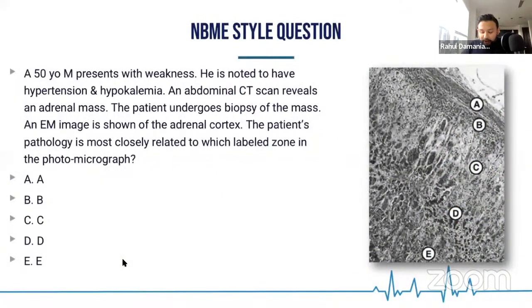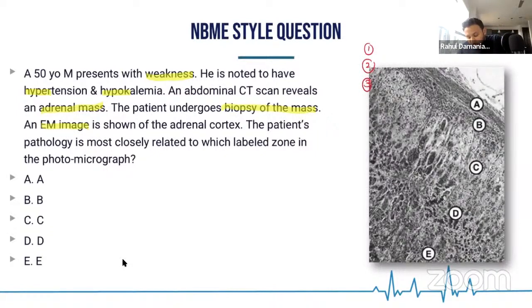Let's go ahead and go through this question. A 50-year-old male presents with weakness. He is noted to have hypertension and hypokalemia. An abdominal CT scan reveals an adrenal mass. The patient undergoes biopsy of this mass. An electron micrograph image is shown of the adrenal cortex. So this is going to be a microscopic pathology of what? Of the adrenal cortex, and look for normal, abnormal, or asymmetry.